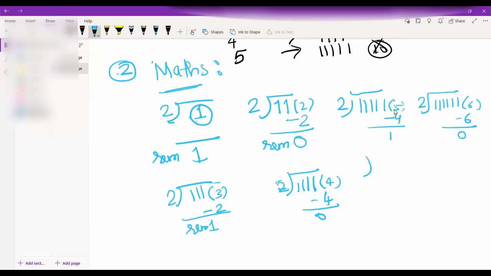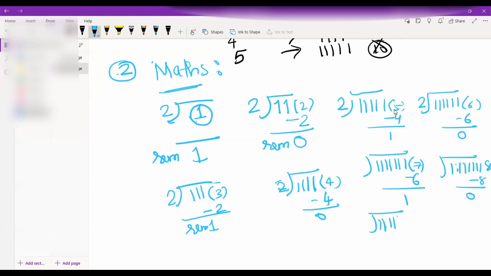Now we are having number 7. If we are going to divide by 2, what are we getting? We are getting remainder 1. The next number is 8. So what are we getting? We are getting remainder 0. Then we are having the last number, which is 9. Now if we are going to divide by 2, what are we getting? We are getting remainder 1.